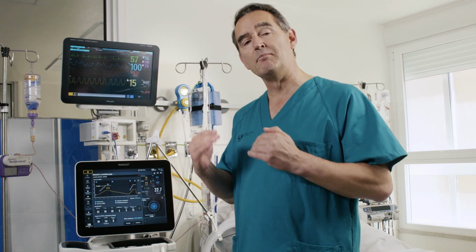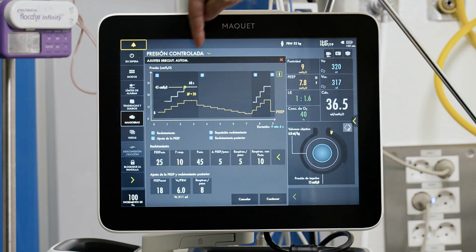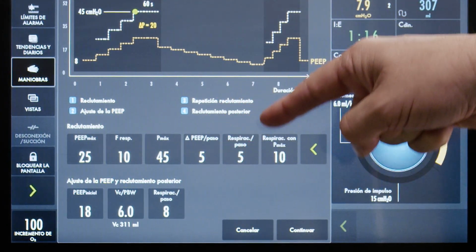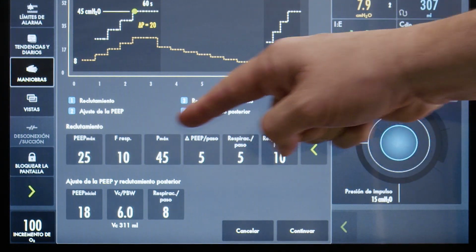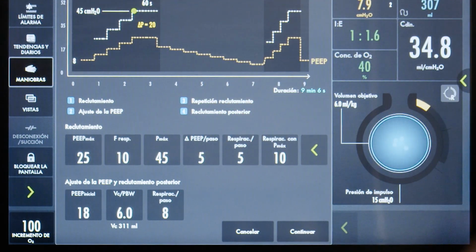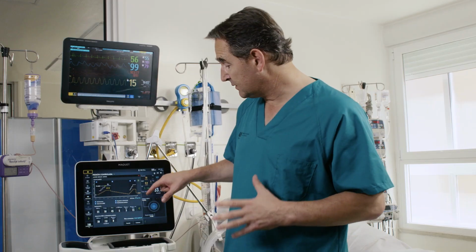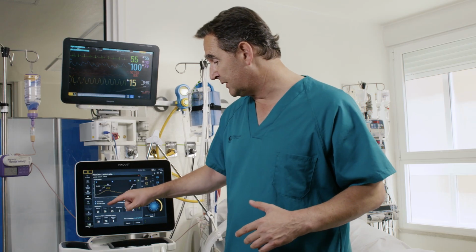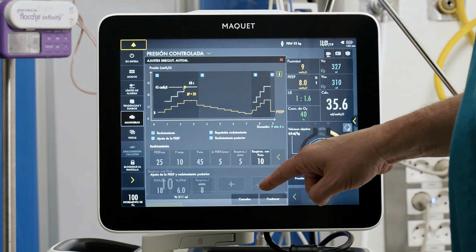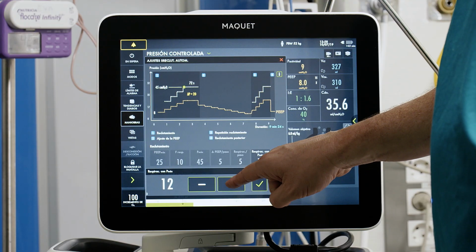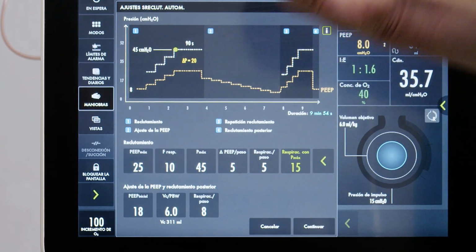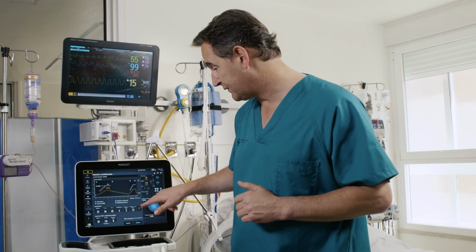The next thing we need to select is the magnitude of the PEEP steps during the first incremental phase. We will select steps of 5 centimeters of water, and they will be maintained for 5 breaths, which at this rate means that it will stay 30 seconds at each level. Finally, we need to select the time we want to spend at the maximum recruitment pressures, and this is also related to the rate that we have selected. So 15 breaths means that the recruitment maneuver will last 1.5 minutes. And I think this is a good time for this patient, so we leave it at 15 breaths.